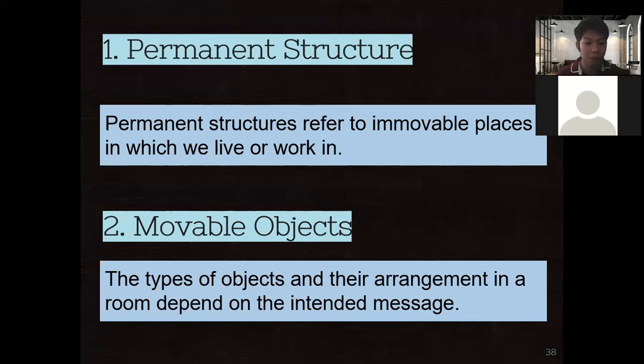Next one is the movable objects. The types of objects and their arrangement in a room depend on the intended message. For example, in the State of the Nation address, the directors and the organizers of the event usually arrange the setting where the president will deliver the speech, depending on the purpose of the message of the president or someone who gives a speech.